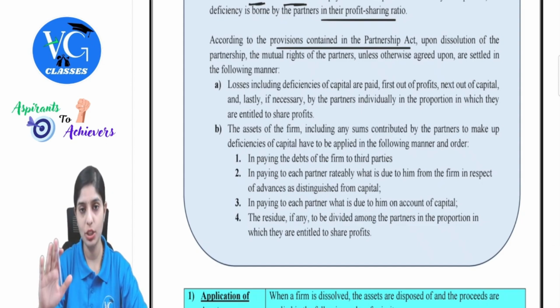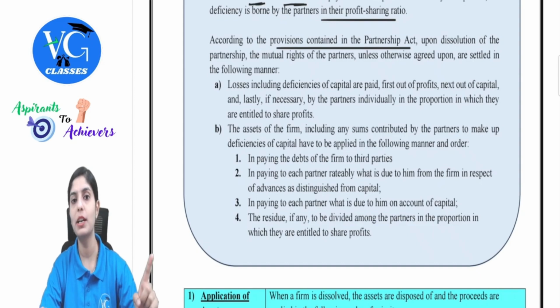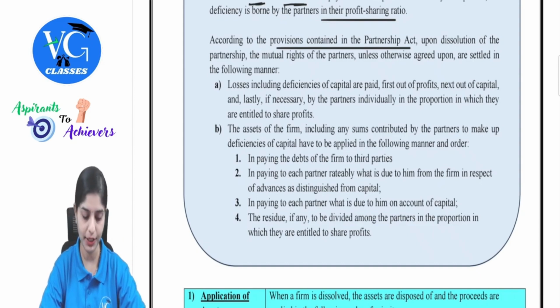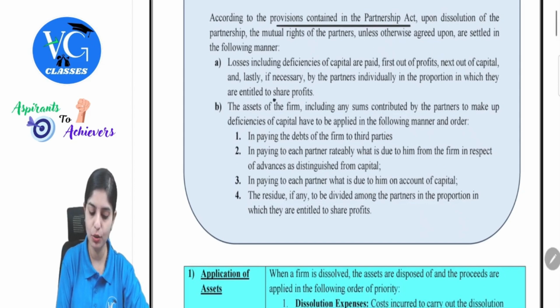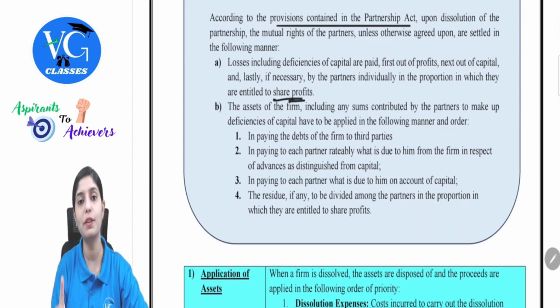See, if there is no structure provided, when there is a situation of dissolution, the provisions of the Partnership Act prescribe this order. Losses, including deficiencies of capital, are paid first out of profits and then next out of capital. And lastly, if necessary, by the partners individually in the proportion in which they are entitled to share profits. This is the treatment of deficiencies.